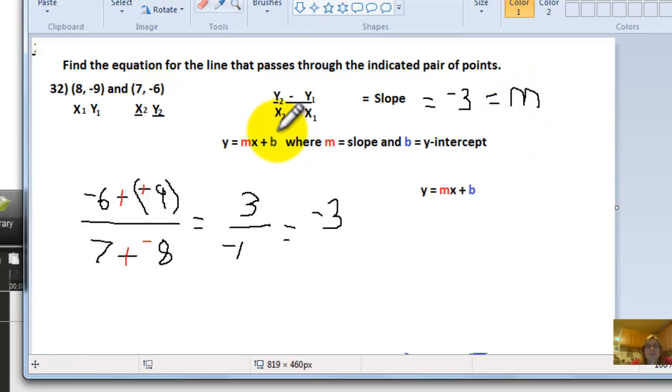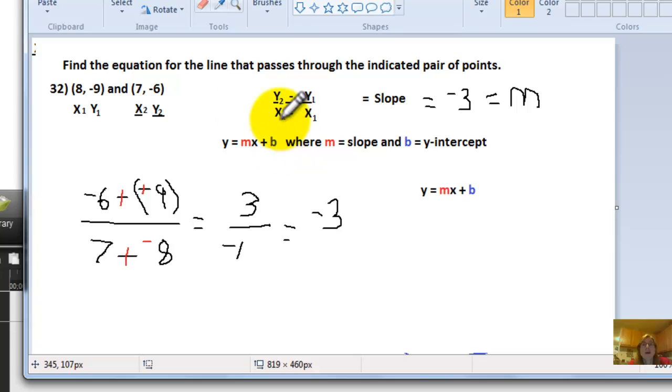So what we need to do next is find b. And as I said before, this is not b. 7x, this x and this y is their own point. This 8 and this -9 are their own point. B is the y-intercept, so that's where the line crosses the y-axis, and the only place it will cross the y-axis is where x equals 0. Here x equals 7, so this point does not cross the y-axis, nor does this. So don't confuse yourself and think you can just pull one of these y's and plug it in.